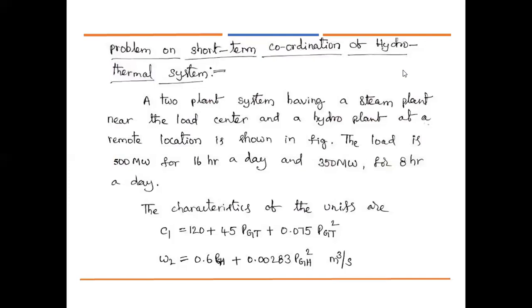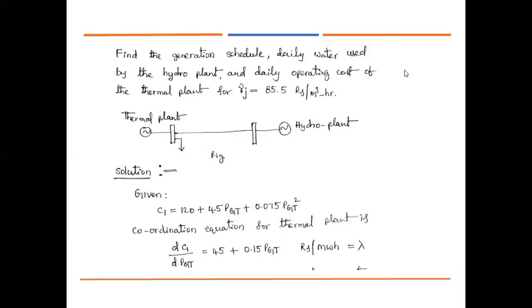The characteristics of units are C1 equal to 120 plus 45 PGT plus 0.075 PGT square. Omega 2 equal to 0.6 PGH plus 0.00283 PGH square in meter cube per second. So here we need to find out the generation schedule, daily water used by the hydro plant, and daily operating cost of the thermal plant, where gamma j equal to 85.5 rupees per meter cube hour.